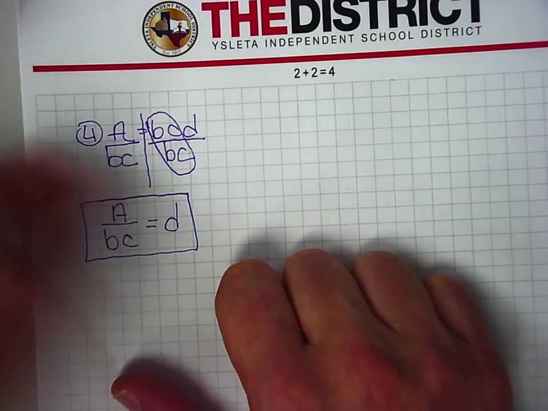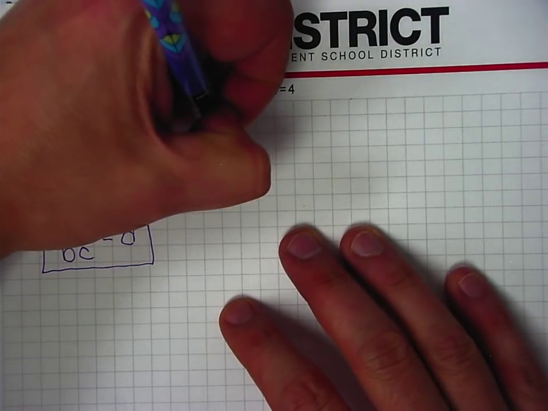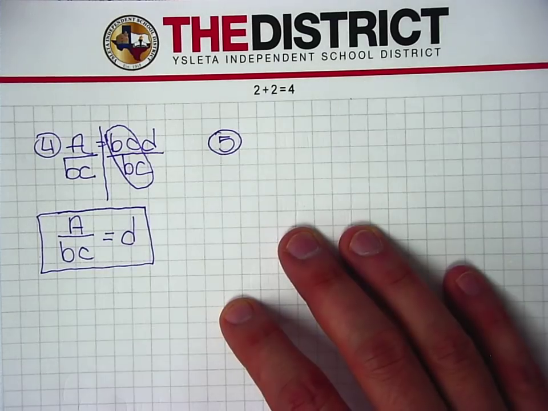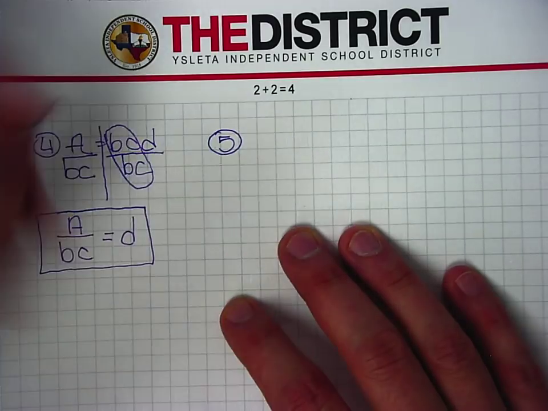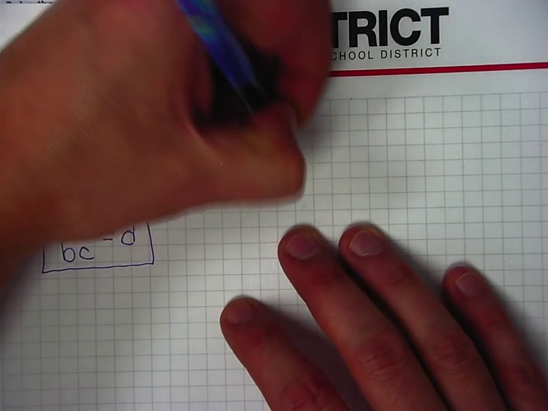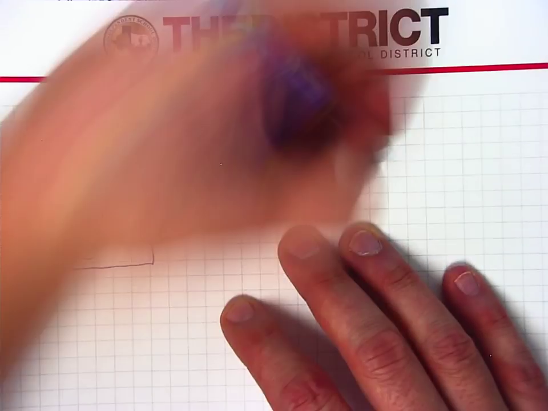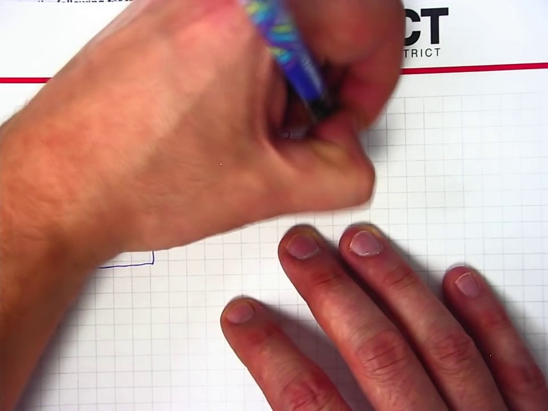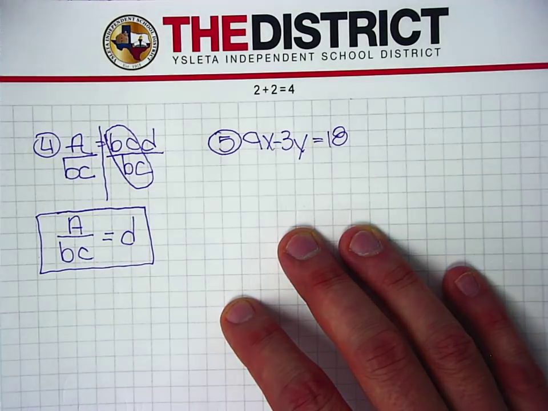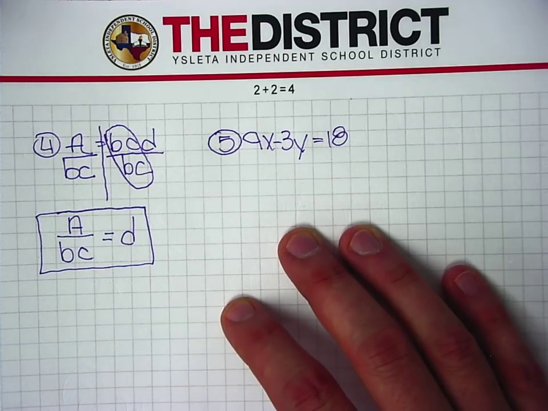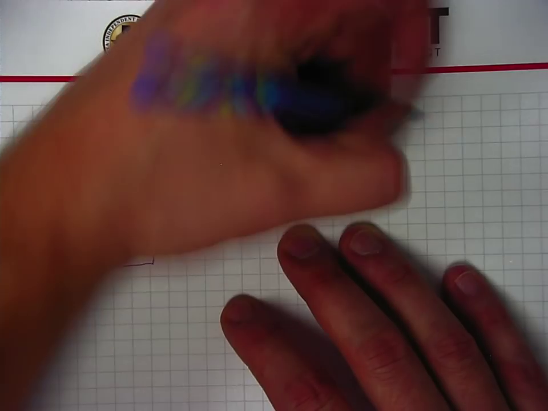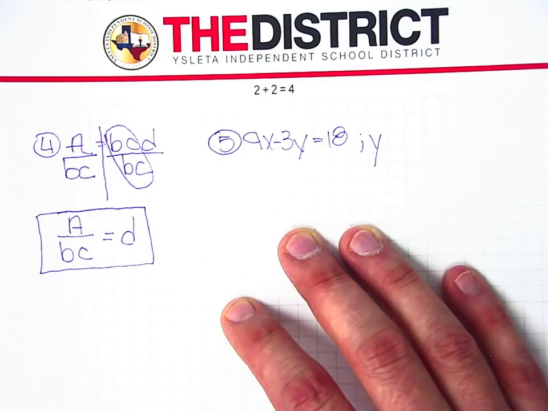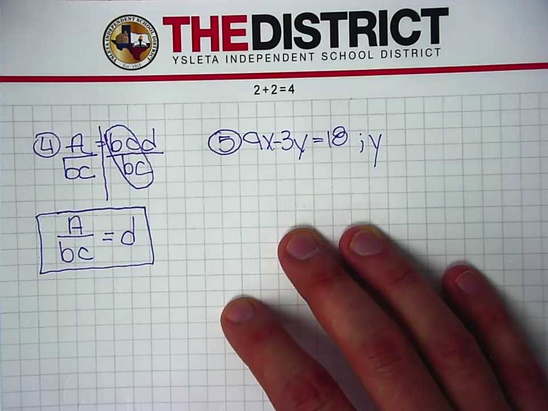For number 5, I'll just go ahead and rewrite it over here instead of referring back to the document. Number 5 says 9x minus 3y equals 18. Now, as I look at our answer key that came with this, I'm going to suspect that they want us to find y. So we're going to go ahead and solve for the variable y, because I believe that aligns with one of the answers we have here.